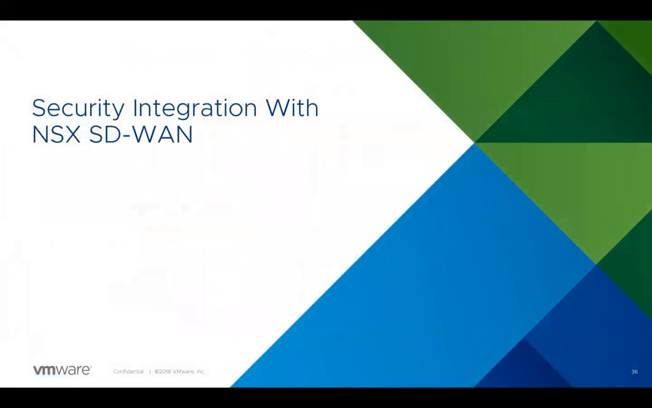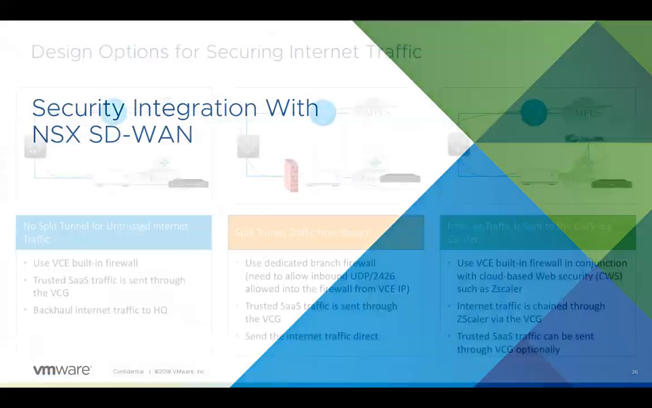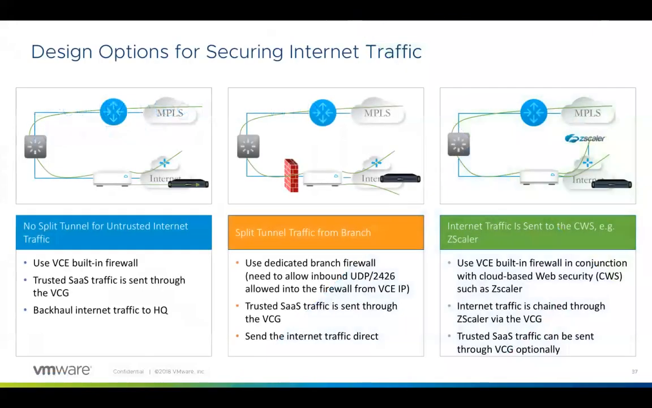Okay, the last few slides, we're going to discuss the integration of security with the SD-WAN solution, and most of this really revolves around how to secure the internet-bound traffic. So there are three options. First, you configure a regional hub for the branches, and backhaul internet traffic towards the hubs, which can sit in a headquarters or a data center.